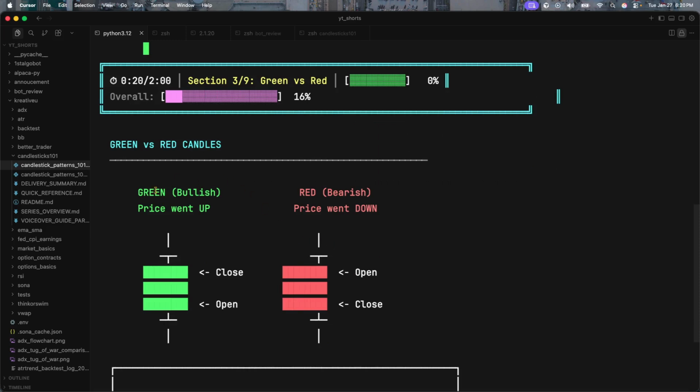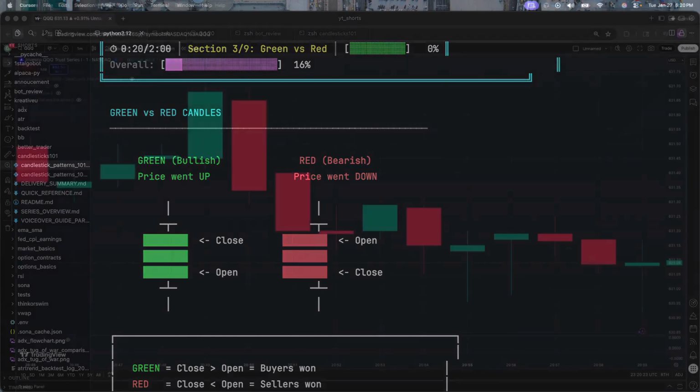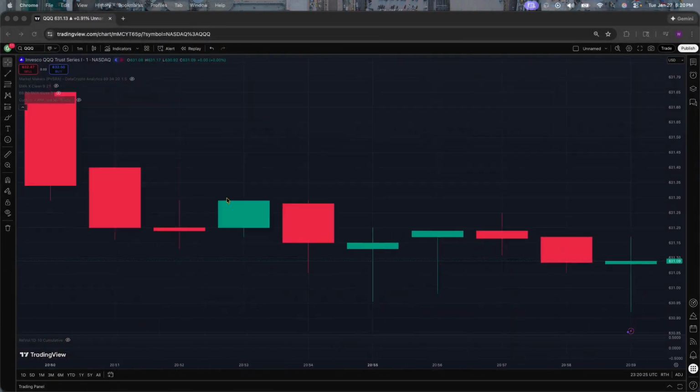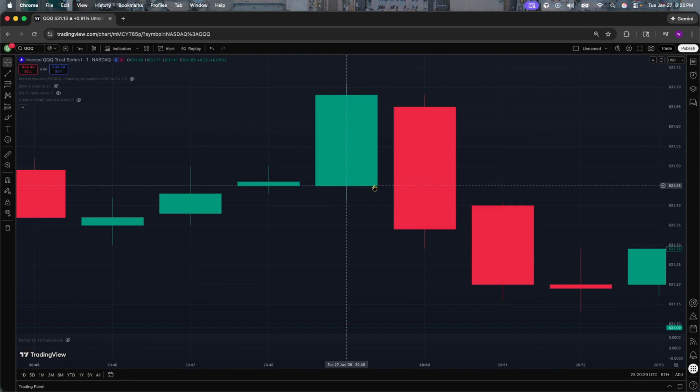So a green candle is going to be a bullish candle. This is when the price went up. So the close is going to be at the top of the candle. The open is going to be at the bottom of the candle, right? So let's go look at the actual candlestick. Looking at this candlestick here, the open is going to be here, and then the close is going to be up here for a green candlestick.